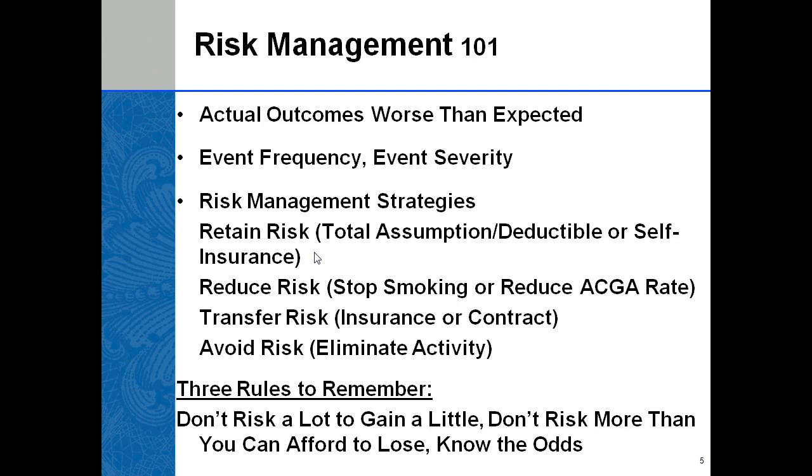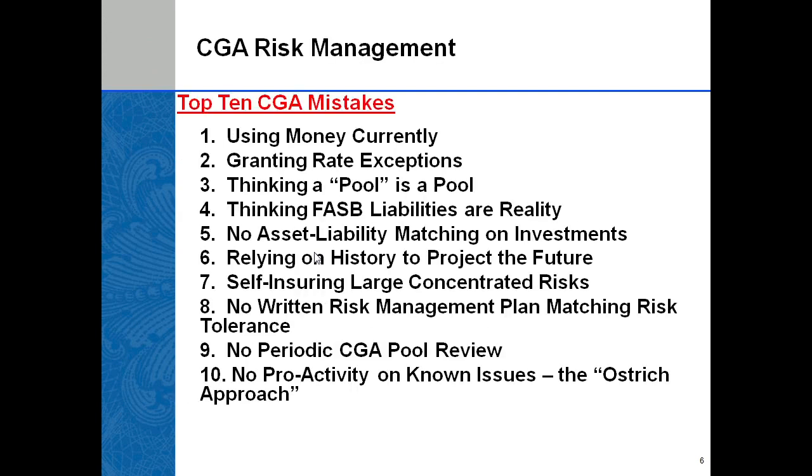Said another way, understand the probabilities. So that's Risk Management 101. So let's jump right into gift annuities. I think that at least provides the context of risk management, which now we're going to apply specifically to gift annuities. Here are the top 10 CGA mistakes that we see.